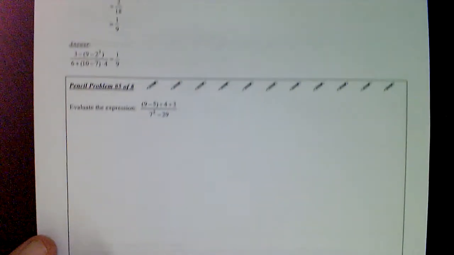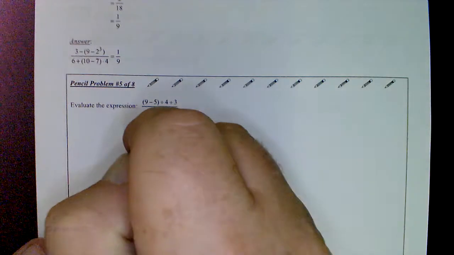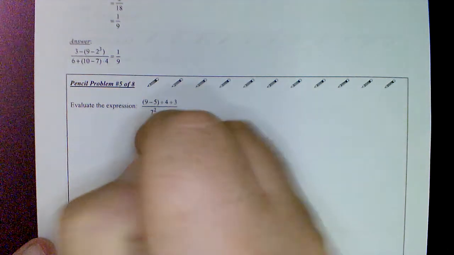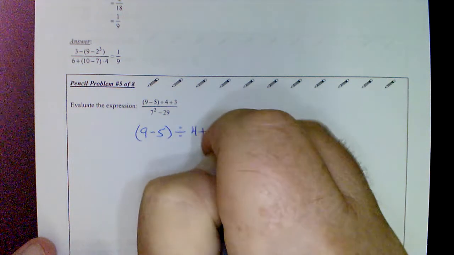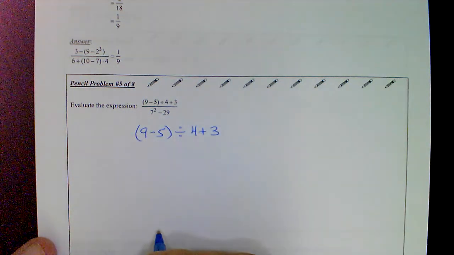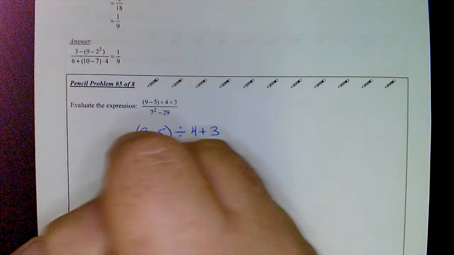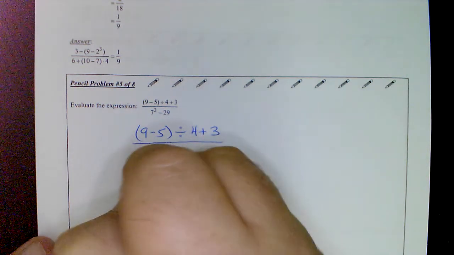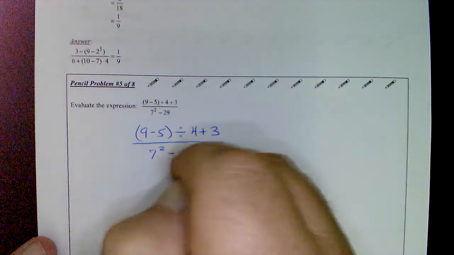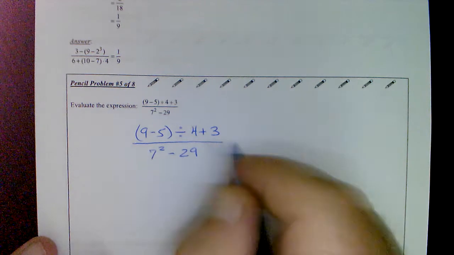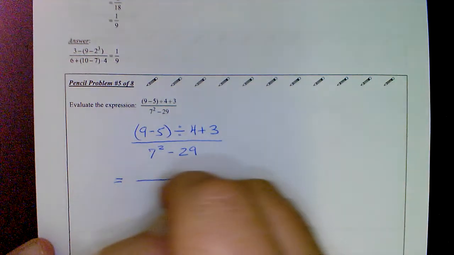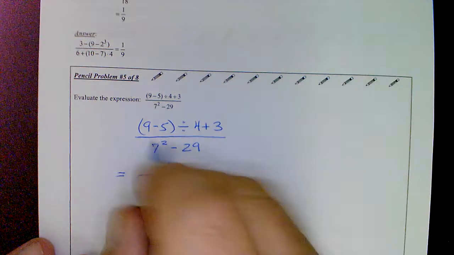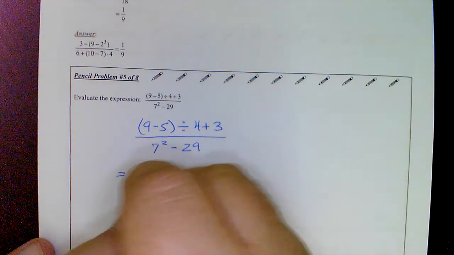Again, you could read the examples on your own. I'm going to recopy 9 minus 5 in parentheses. That's divided by 4 plus 3. And that's all over 7 squared minus 29. Now, the fraction bar behaves as a grouping symbol. So the last thing we're going to do is the division. And we could do the 9 minus the 5, which is just 4.